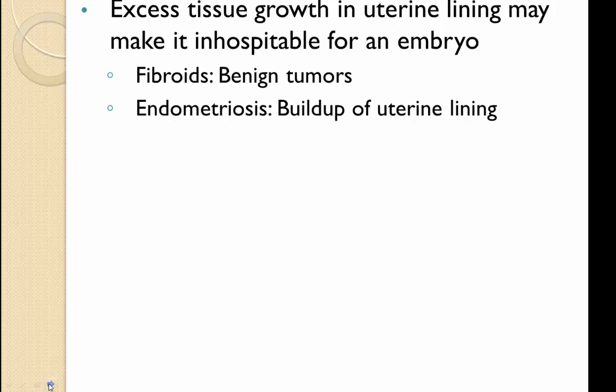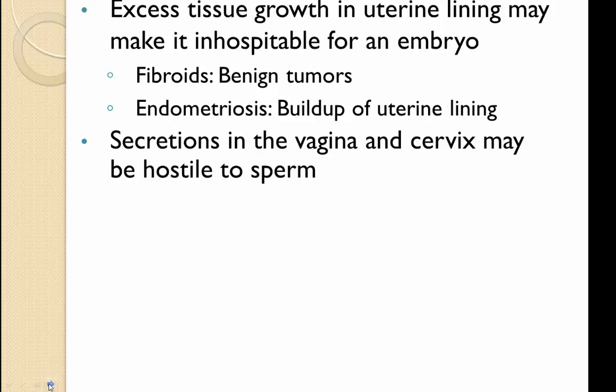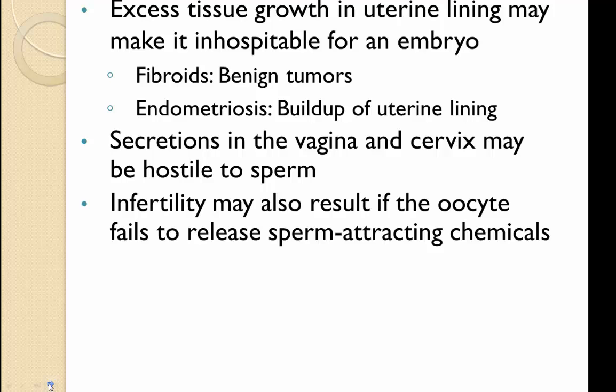Fibroids, endometriosis. You can have secretions that create a hostile environment to the sperm. It either slows them down or it kills them. And it can be the result of your oocyte failing to release any sperm attracting chemicals. There are chemicals that are released by the oocyte that attract the sperm to the egg.